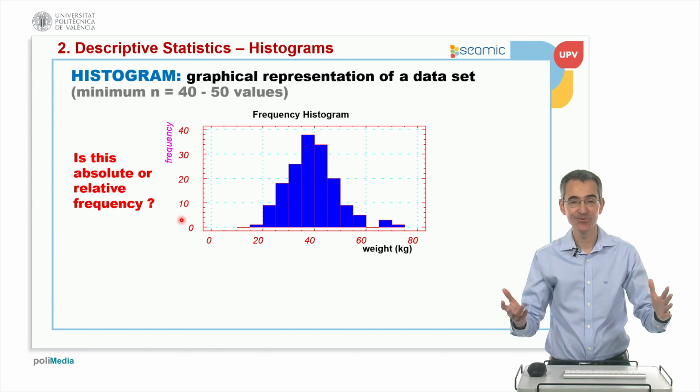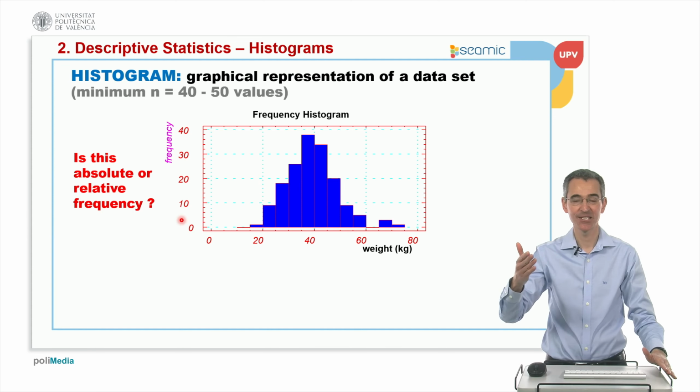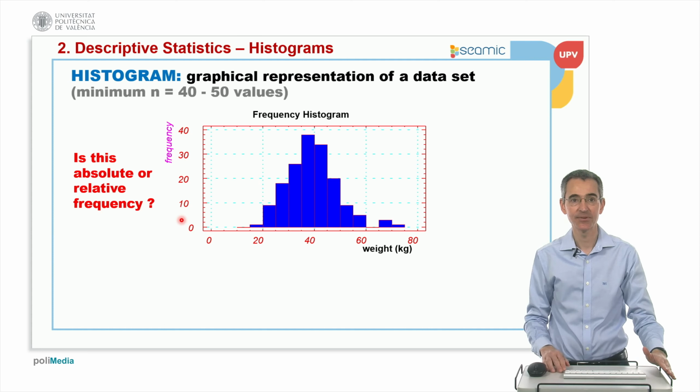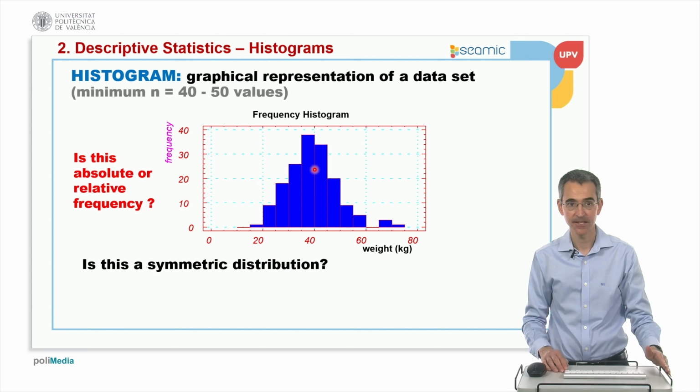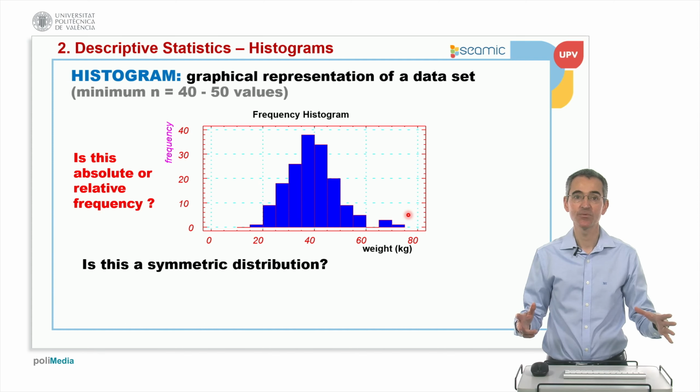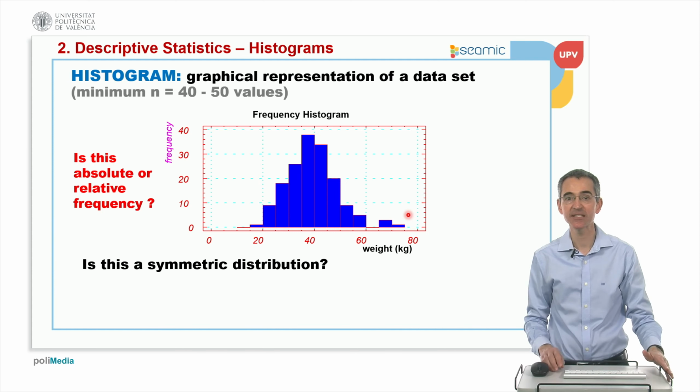And then again, one exercise that I often ask my students is, in this particular case, is it absolute frequency or is it relative frequency? How can we know that? Well, we have to sum or add the height of the different bars. So in this case, we get a number higher than 100. It means that it is absolute frequency. Then, in this particular case, it seems that the shape of the histogram is approximately symmetric. And then, in this case, we will say that the distribution of the values is symmetric.